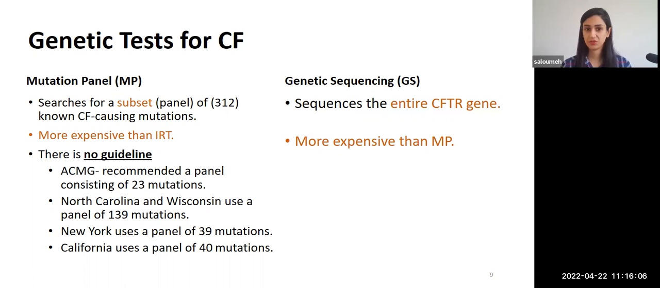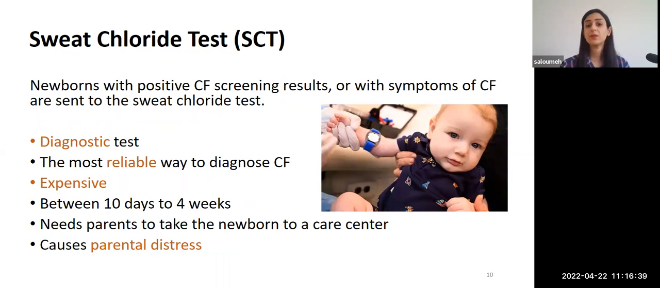And there's no national guideline that says what mutation panel you should use, what number of mutations, and what type of mutations. The second genetic test is genetic sequencing, which sequences the entire CFTR gene and looks for the known CF-causing mutations, but it's more expensive than a mutation panel. And usually it's not very efficient to perform it on a large number of newborns.